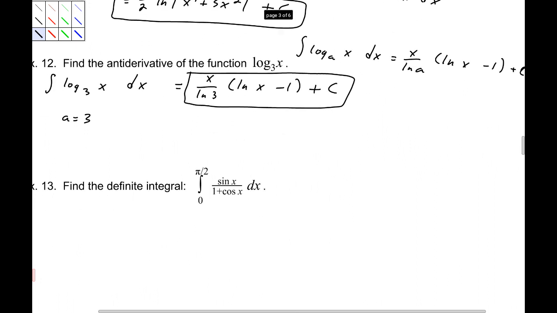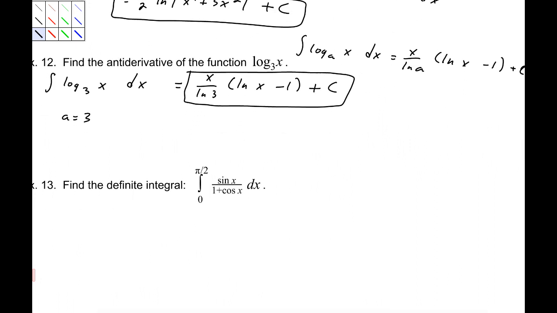Last one on this. Integral from 0 to pi over 2 of sine x over 1 plus cosine x dx, and this is the definite integral. So we should get a number answer here. Alright, now what I said earlier still holds. If you look and you see something that you could take the derivative of to get something else, that's usually a good idea. So the derivative of sine is cosine, but we really don't need a 1 plus cosine there.